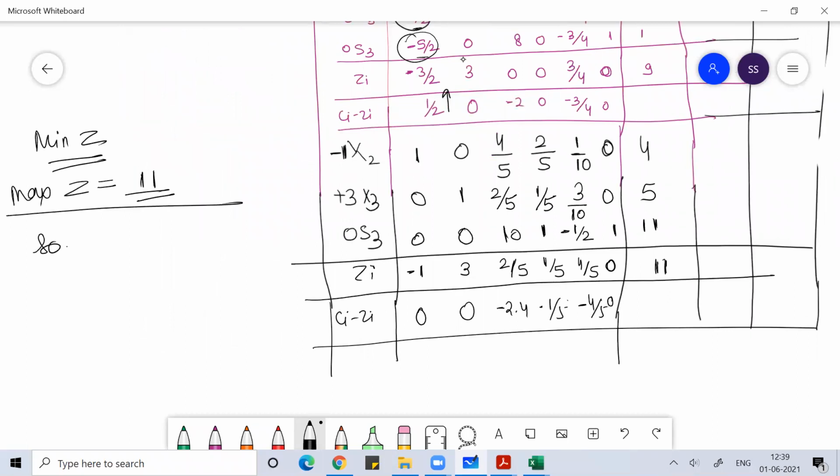So you can say your final solution is x1 is equal to 4, x2 is equal to 0 because it's not part of the solution, x3 is equal to 5. And the minimum value of Z you are getting is minus 11. Here you wanted to minimize Z. So this is your final answer, right?